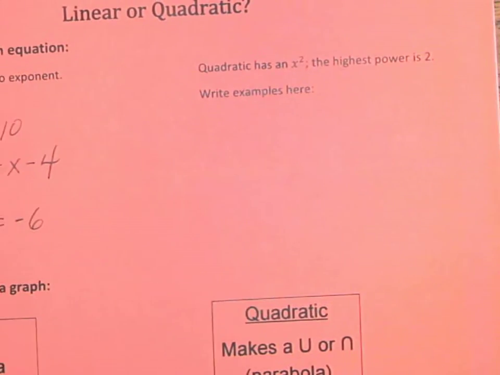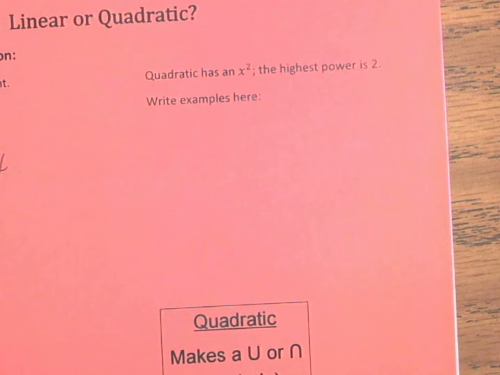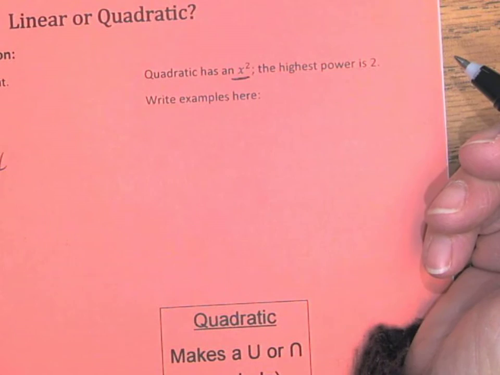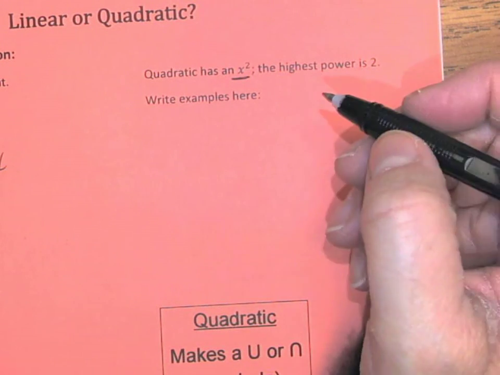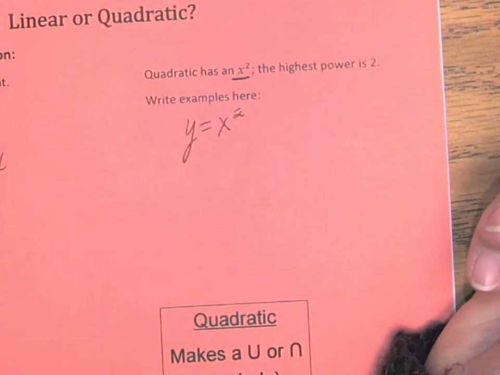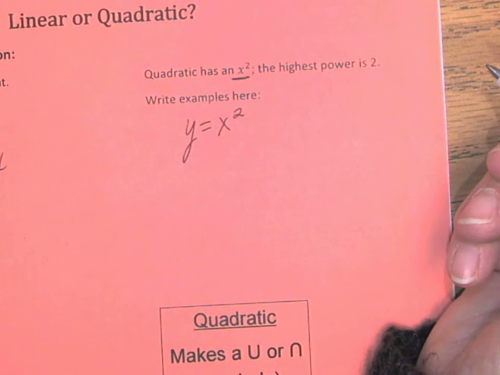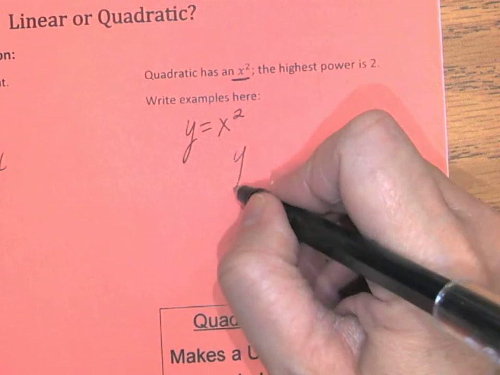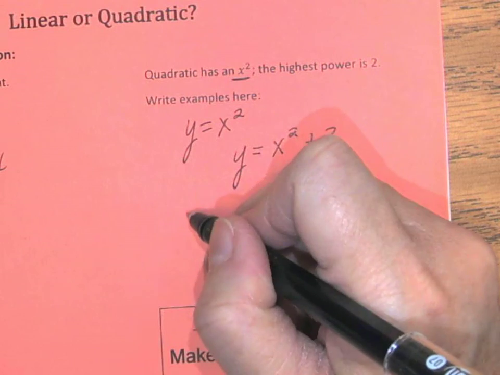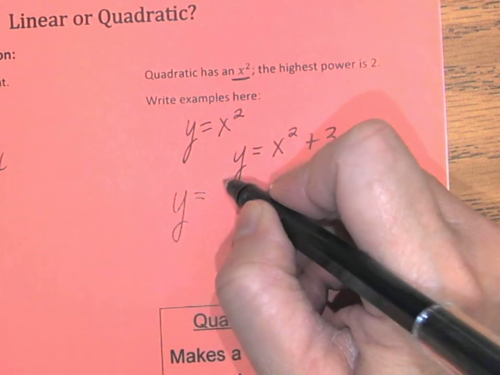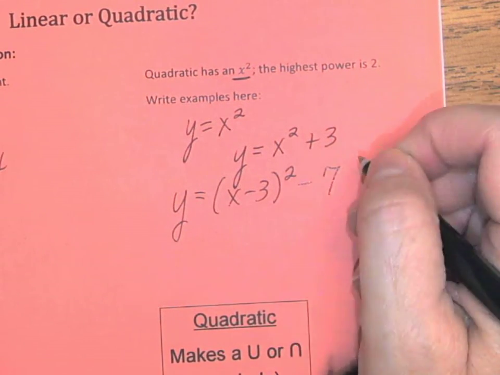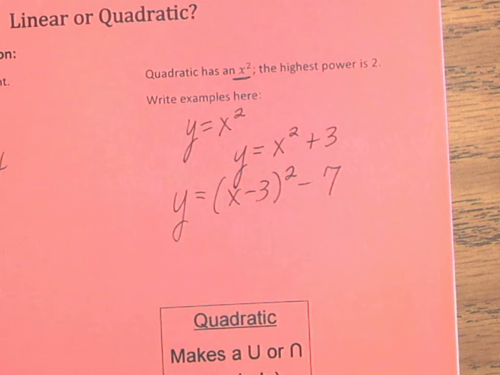So quadratic has an x squared. The highest power is going to be 2. Now in Algebra 1, we're only going to see quadratics with an x squared. In Algebra 2, you'll see them with a y squared. So here's the parent function, y equals x squared. You might see something like this. You might see something like this. But the squared is always going to be associated with the x.